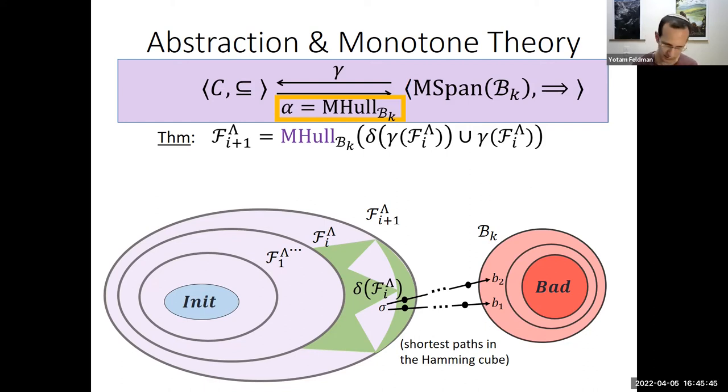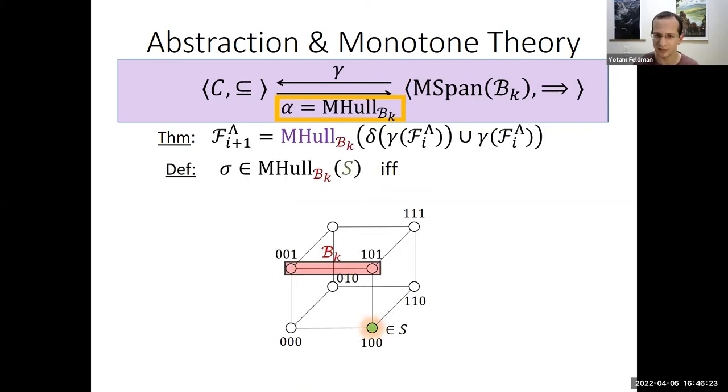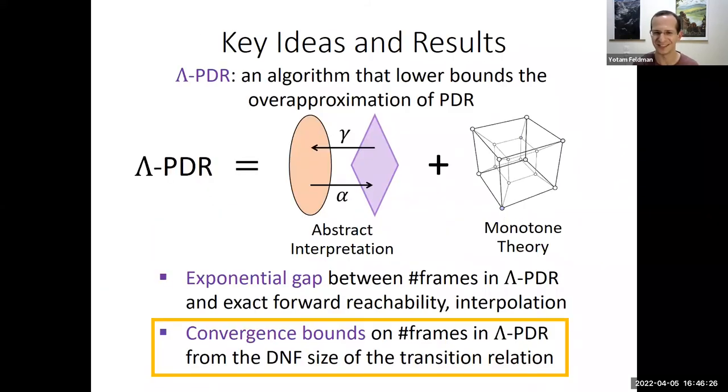So I think that in the interest of time, I'm going to skip the formal definition. All the details are in the paper, and we can also talk about it later. The fact that the abstraction in this abstract domain and what actually happens in Lambda PDR can be explained through this monotone hull operator gives us very powerful tools both to analyze Lambda PDR on specific examples and also in the next set of results that I want to talk about, which are concerned with convergence bounds.